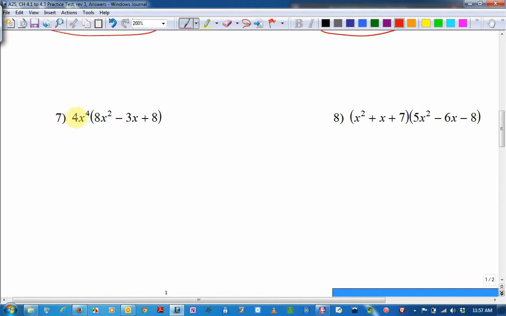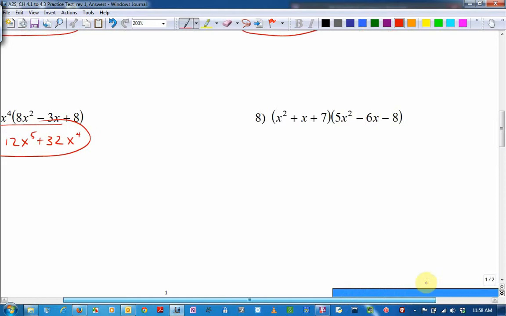So I have 4x to the 4th, so 4 times 8 is 32. And the exponents will add, so I have a 4 plus a 2, so that would be x to the 6th. Now I have 4 times a negative 3, that would be minus 12. I have an x to the 4th and an x, that would be x to the 5th. Then I have 4 times a plus 8, would be plus 32. 4, and there is no other exponent, so I would have that expression.